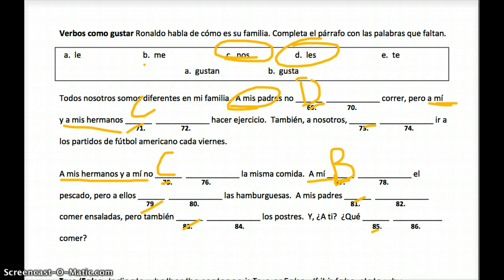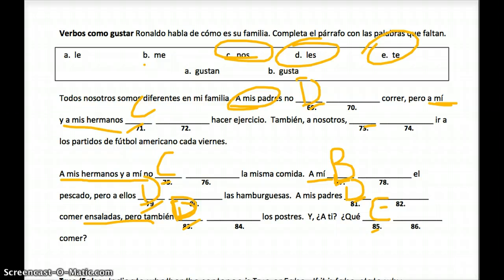Pero a ellos, that's plural and doesn't include the word yo. A mis padres, again that's plural and doesn't include the word yo. Pero también blank. So the subject hasn't changed, so I'm going to put les again. And then a ti indicates that I'm talking to you, which would be te. So I didn't have any a there, by the way. Did y'all see that? No le.